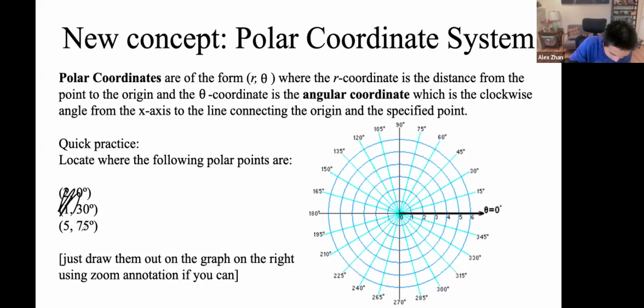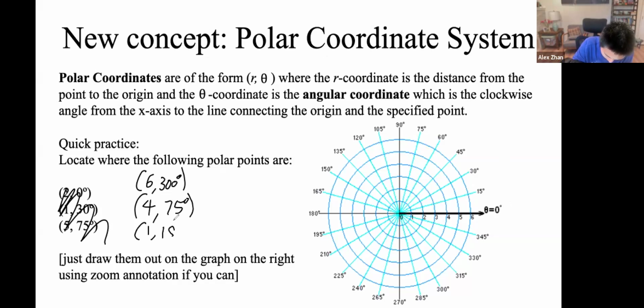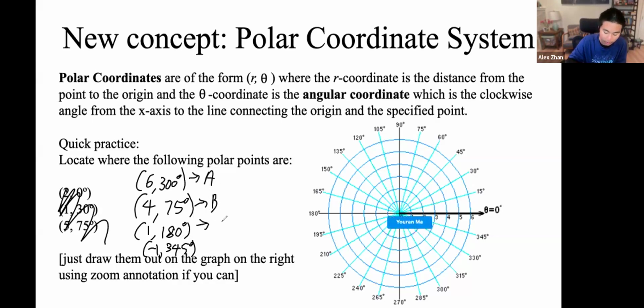I'll just write down some more stuff. Okay, so let's say 6 at 300 degrees, 4 at 75, 1 at 180 degrees, and I'll also give one, -1 at 345. Great. Okay, guys, let's try to do these now. Call these points A, B, C, D, and label them on the graph.